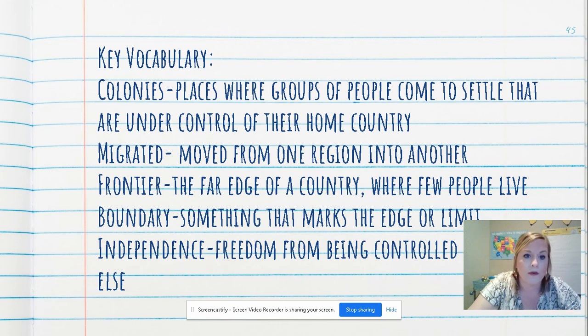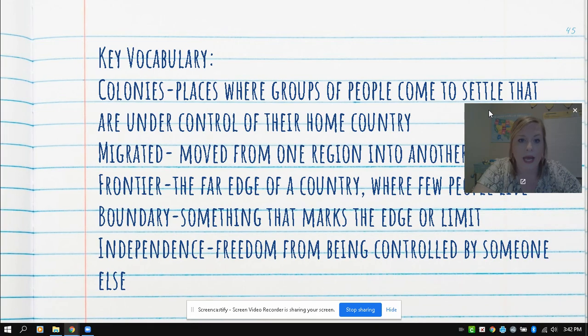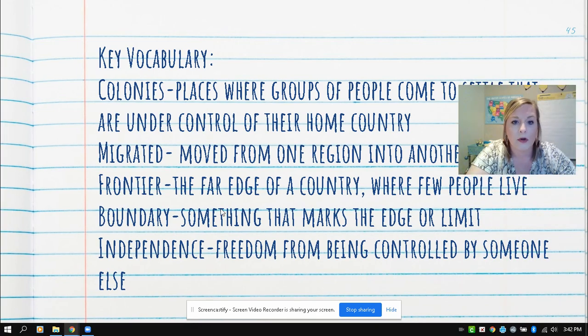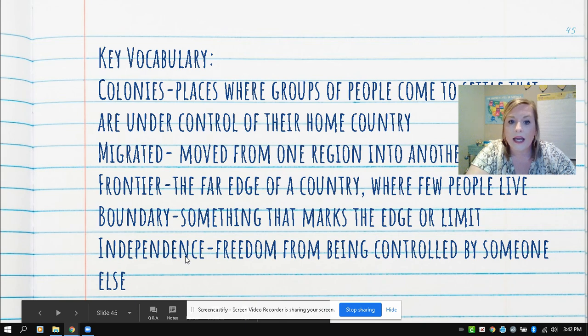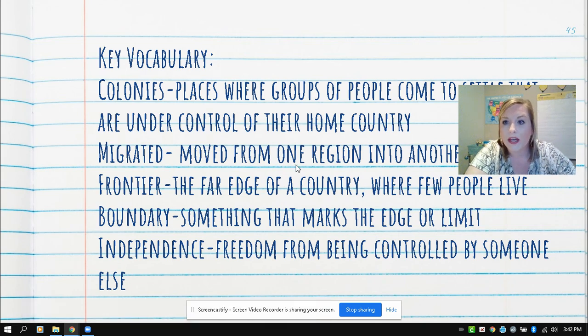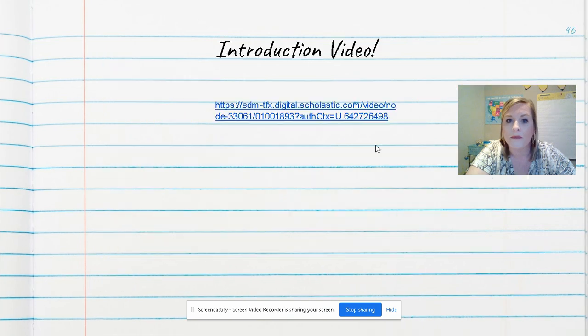The next vocab word is frontier, the far edge of a country where few people live. We have boundary as our next vocab word, something that makes or marks the edge or a limit. And our last word is independence, freedom from being controlled by someone else. We've heard that a lot, especially in the United States where we've gained our independence. We're going to hear more about that today when we read.